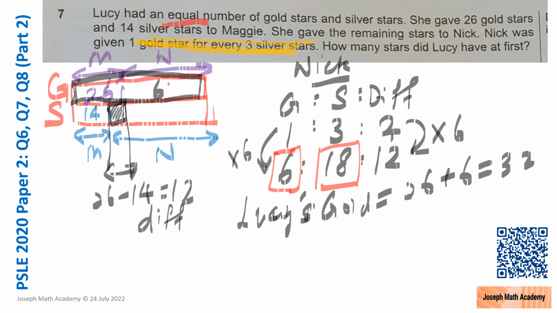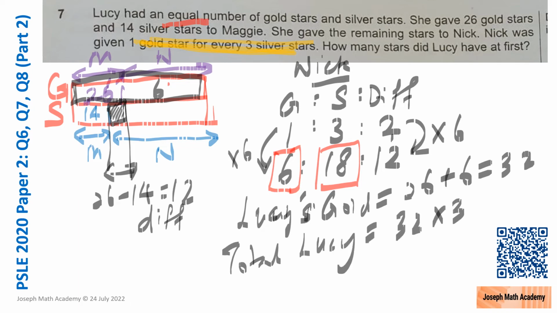Since Lucy has an equal number of gold and silver, so total belonging to Lucy will be 32 times 2, or 32 plus 32, right? So 32 times 2, that gives us 64, meaning question 7 is solved. All right, let's move on to question 8.